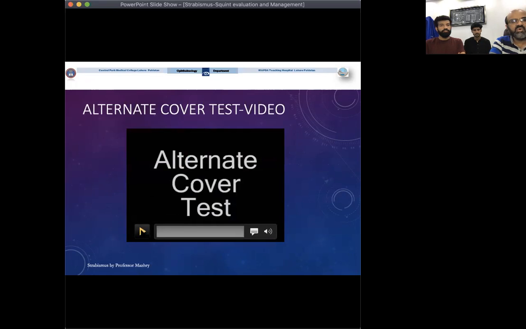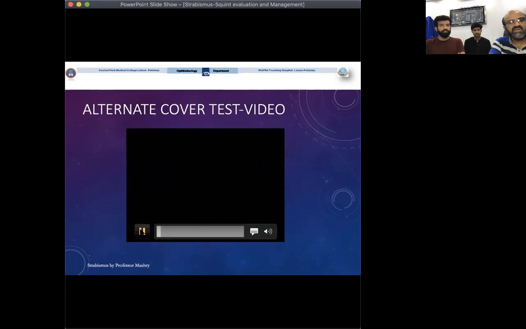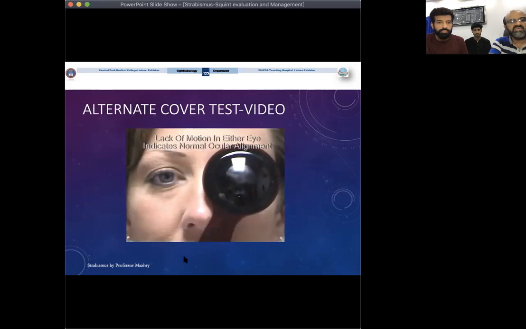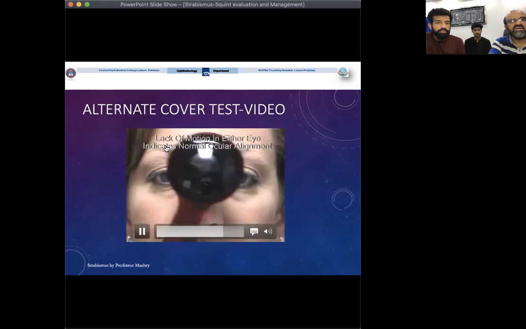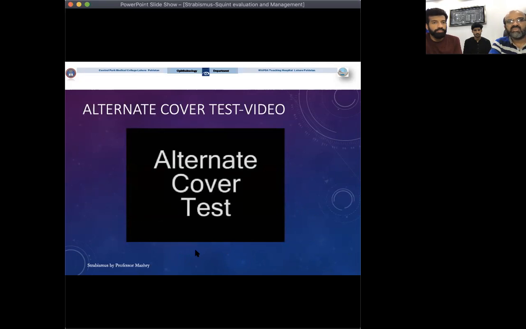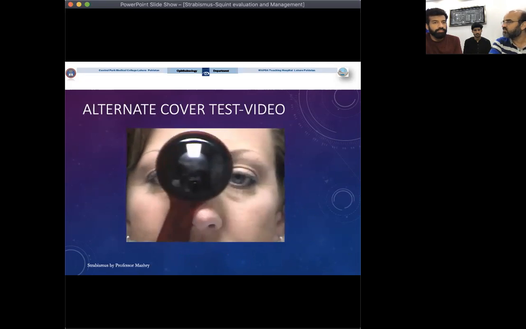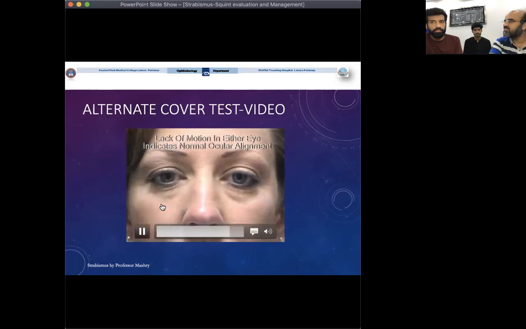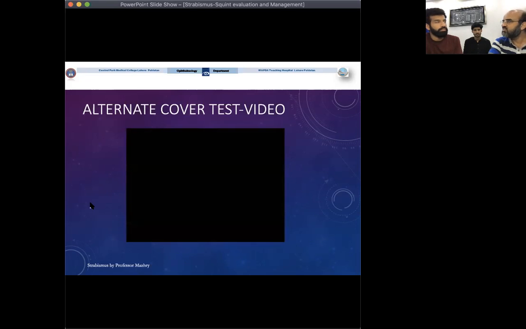Now you can see it more elaborated. Alternate cover test, how it is clinically being performed. You see, this is a video showing alternate cover test. The cover keeps on moving between two eyes and we keep on observing. Lack of motion in either eye indicates normal ocular alignment or orthophoria. There is no phoria, no tropia. Just go through it again. The patient is apparently looking straight ahead, as Mr. Noman showed you, and then the cover is being moved alternatively between two eyes and no movement is detected. This shows normal ocular alignment or orthophoria. This is primary position of gaze.